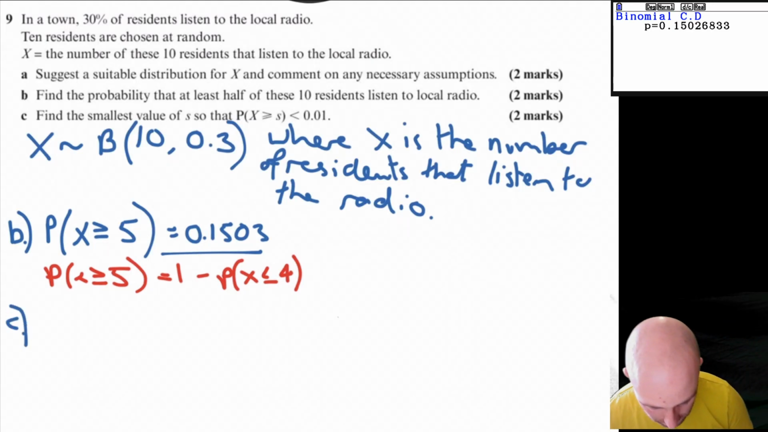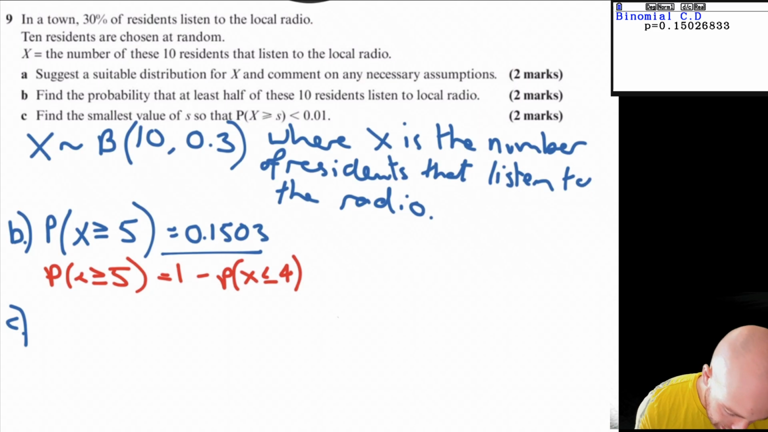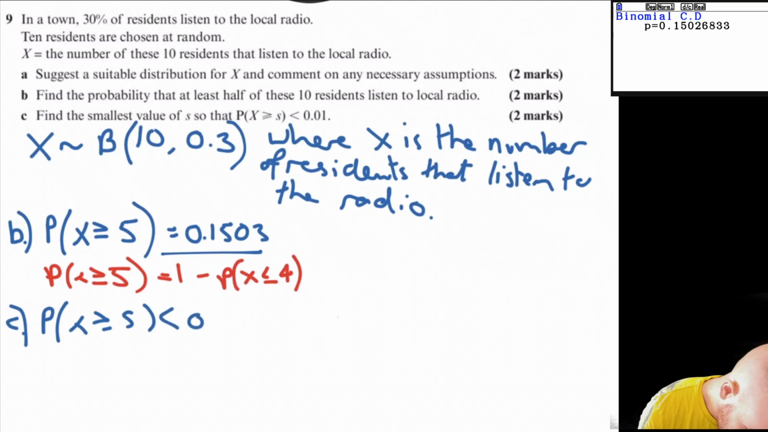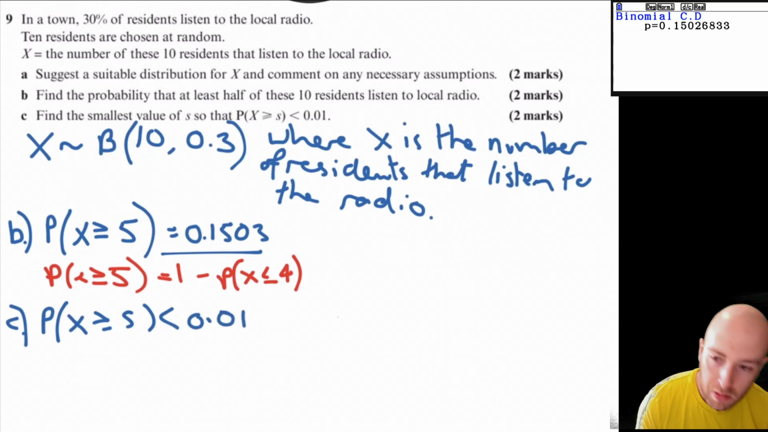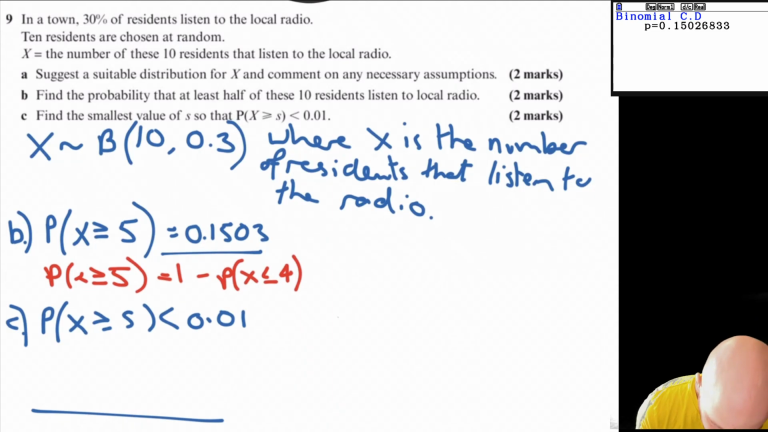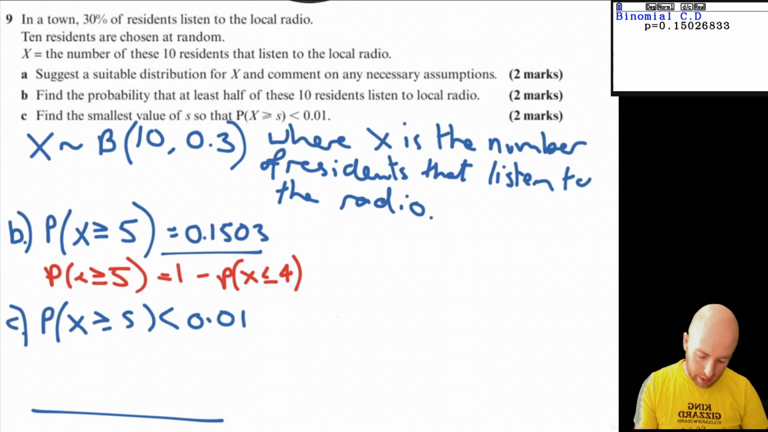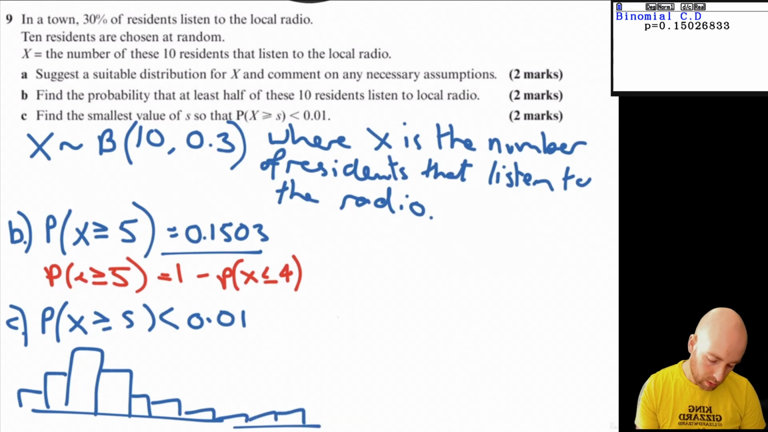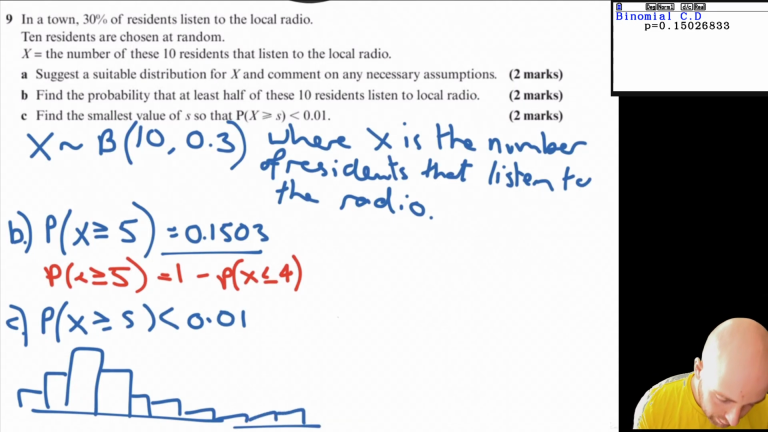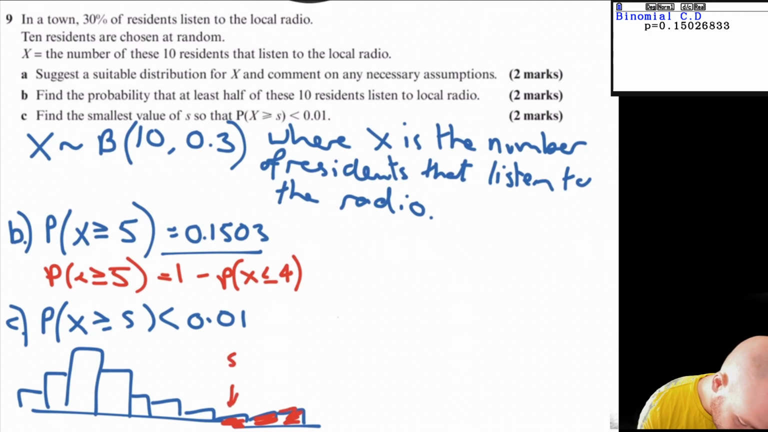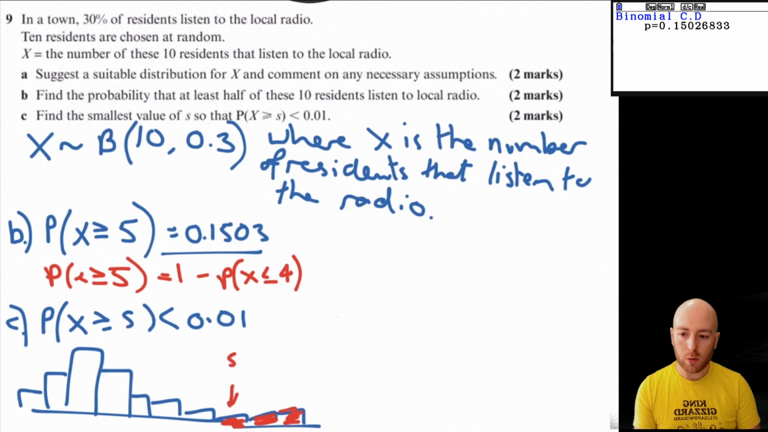Okay, and last bit, find the smallest value s such that probability x is greater than or equal to s is less than 0.1. So let me write that out. Okay, so we're going to sketch it. The most likely outcome, 0.3 times 10, is 3. So there's 3. Greater than or equal to s is tiny, so s is going to be up here somewhere. I'm going to put that one there as s. It's greater than or equal to, so I can shade it. So there's s, and we're trying to find what that value is.